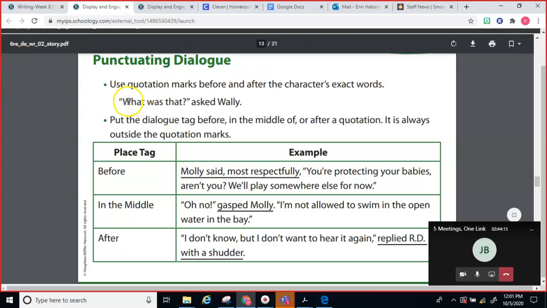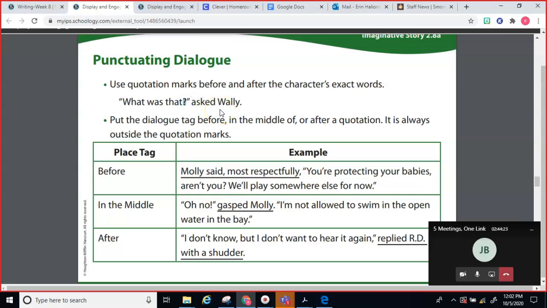just like I said. Right, what was that? There's a question mark because it's a question. Remember, we'll never know if you're asking a question if you don't put a question mark. Asked Wally. Put the dialogue tag before, in the middle of, or after a quotation. It is always outside the quotation marks.